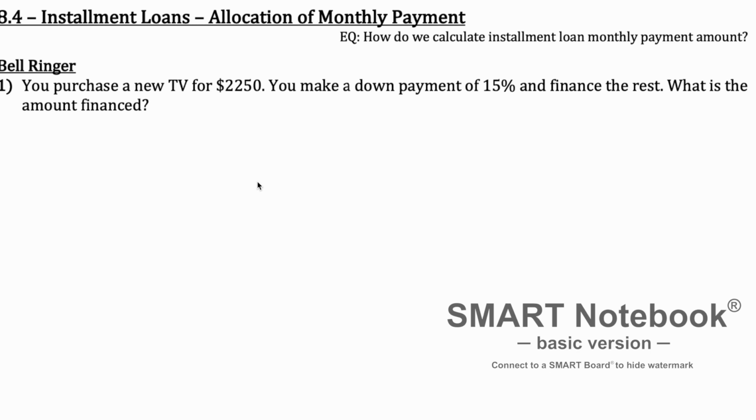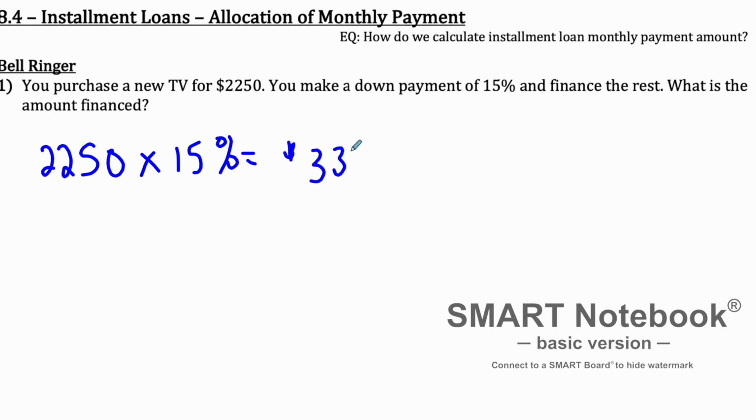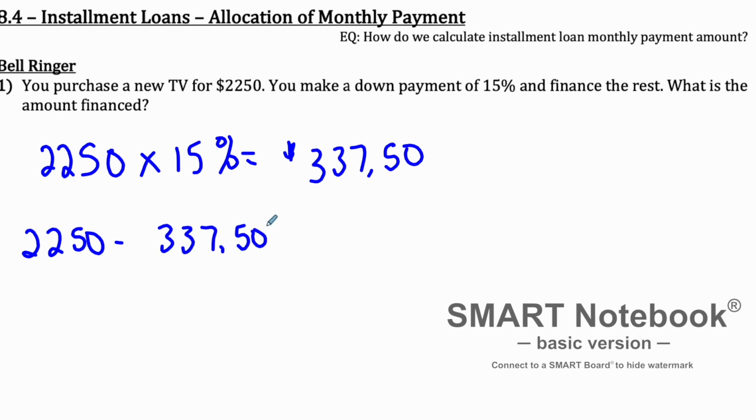You purchase a new TV for $2,250. You make a down payment of 15% and finance the rest. What is the amount that is financed? So again, there are two different ways you could do this. The one way would be to just figure out how much you put on your down payment. So if we take our $2,250 and multiply this by 15%, this will give you how much money you put down, which in this case would be $337.50.